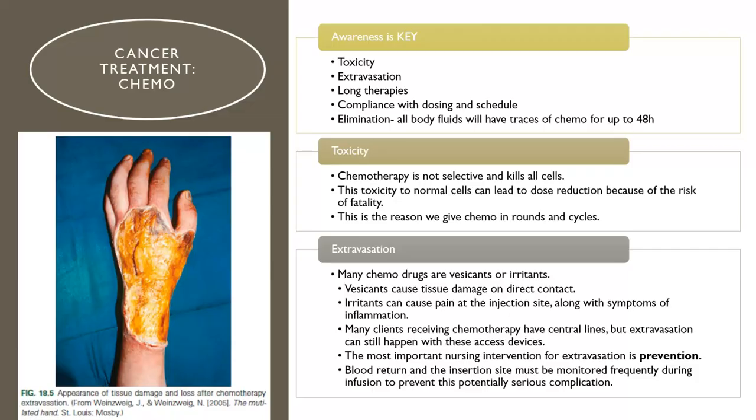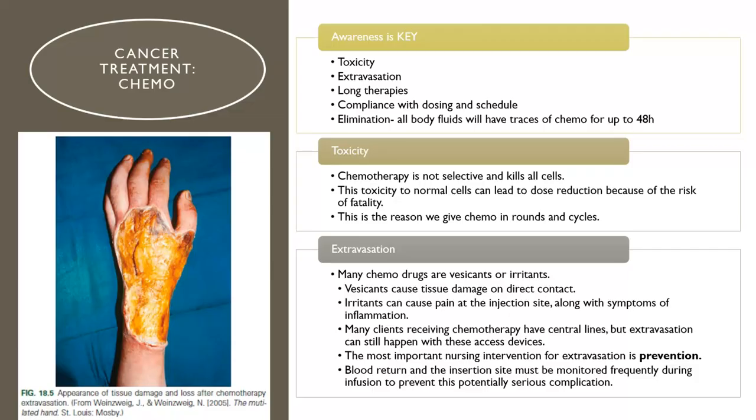Toxicity. Chemotherapy is not selective and kills all cells. This toxicity in normal cells can lead to dose reduction because of risk of fatality. This is the reason we give chemo in rounds and cycles, and then allow the body to rest, and then we do another round or cycle, and then we allow the body to rest, because we do not want to kill the patient. Cancer is already trying to do that. We're trying to kill the cancer that's in the patient.